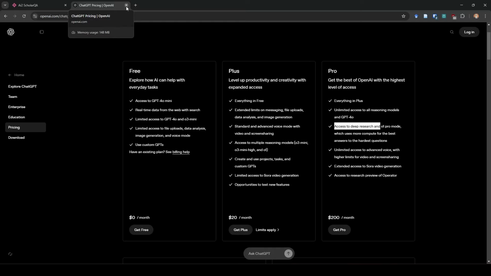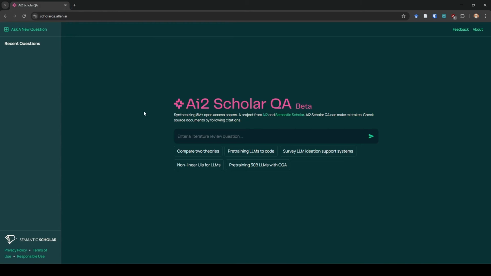So I started looking for free alternatives to this. And guess what? I found one and it's awesome. So I want to introduce you to Allen AI's ScholarQA. As you can see here, they have a database of more than 8 million open access papers.